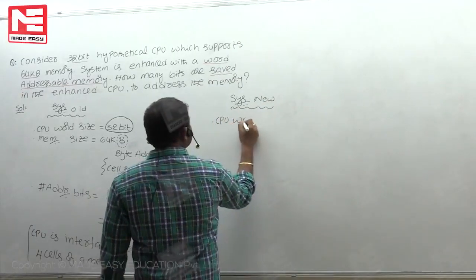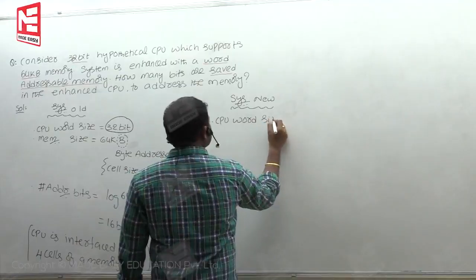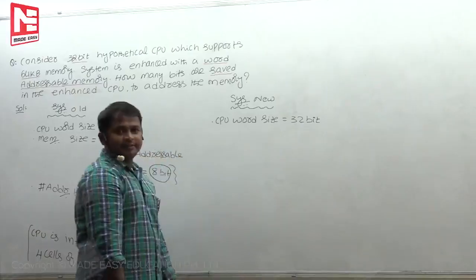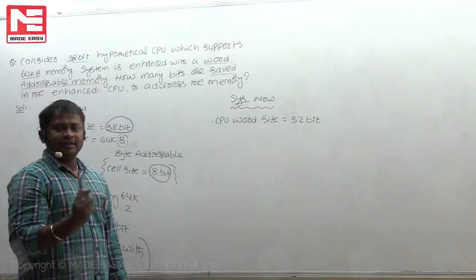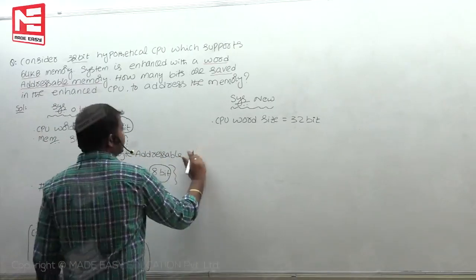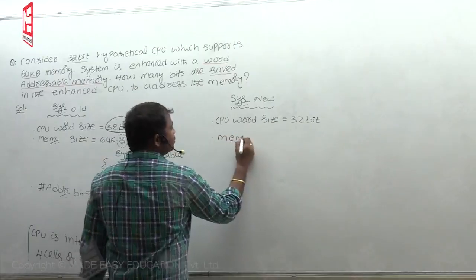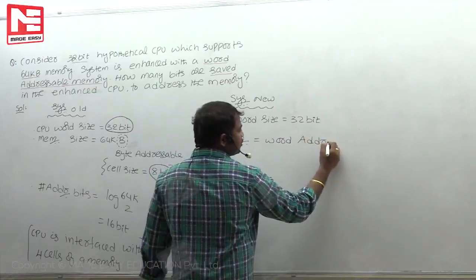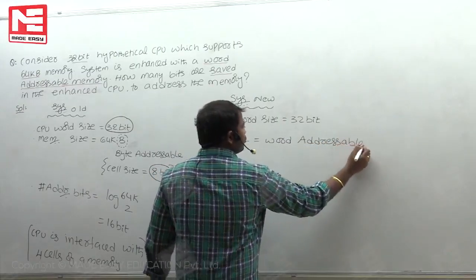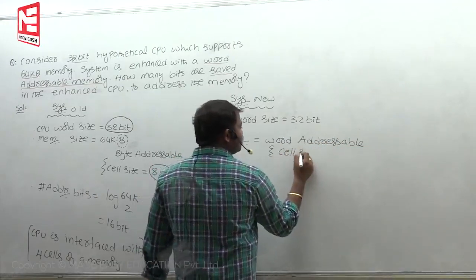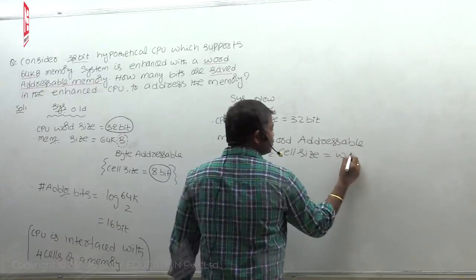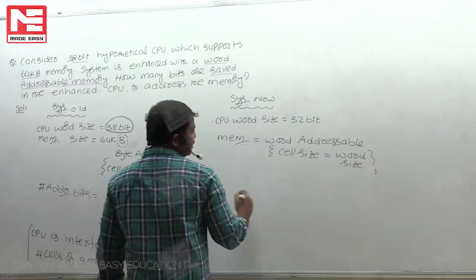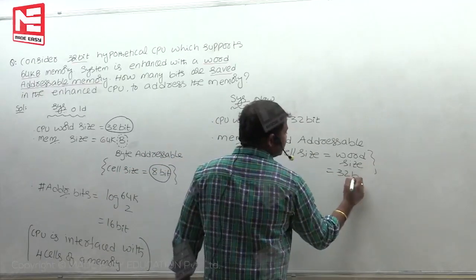CPU word length is 32-bit. So, no change in the CPU word length. Old system, new system word length will be the same. Next, memory is word addressable. It is changed. Word addressable means cell size equals word size. That word size is 32-bit.